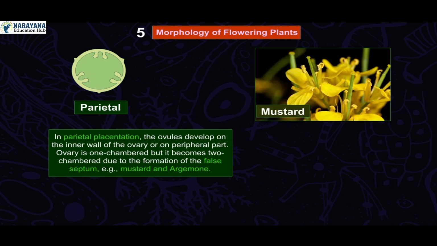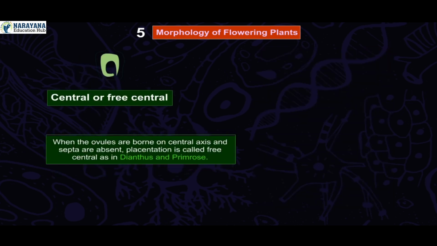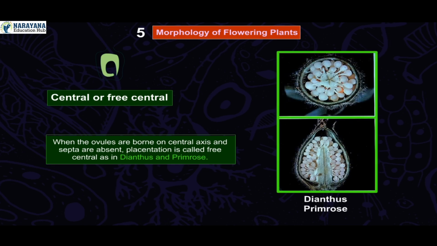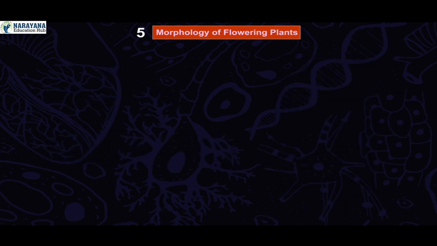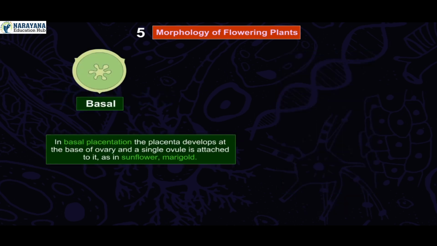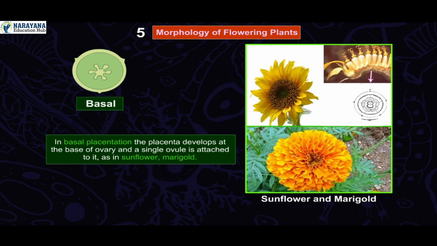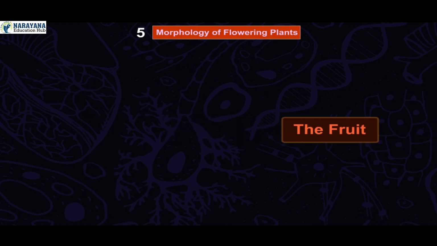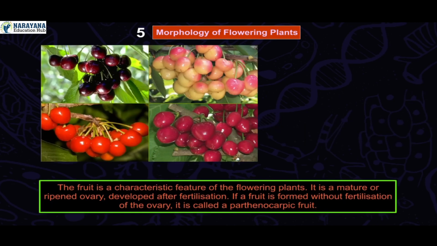For example, mustard and argemone. When the ovules are borne on a central axis and septa are absent, placentation is called free central, as in dianthus and primrose. In basal placentation, the placenta develops at the base of the ovary and a single ovule is attached to it, as in sunflower, marigold. The fruit. The fruit is a characteristic feature of the flowering plants.